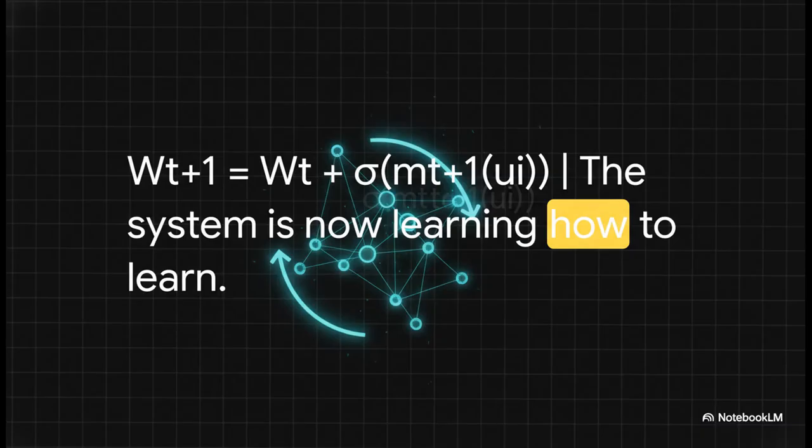Now contrast that with the new deep optimizer logic. The weight update is no longer this simple linear function. That momentum term, M, has been replaced by a learnable non-linear neural network. And this is the critical shift. The system isn't just learning from data anymore. It's dynamically learning how to learn. The optimizer itself becomes a trainable part of the model.